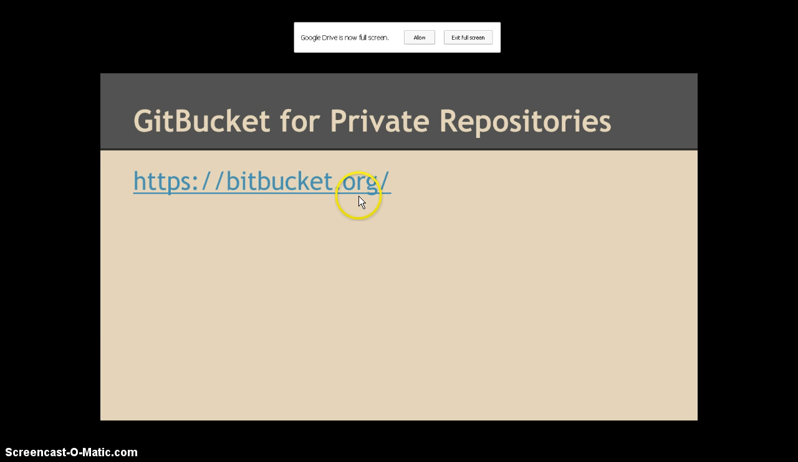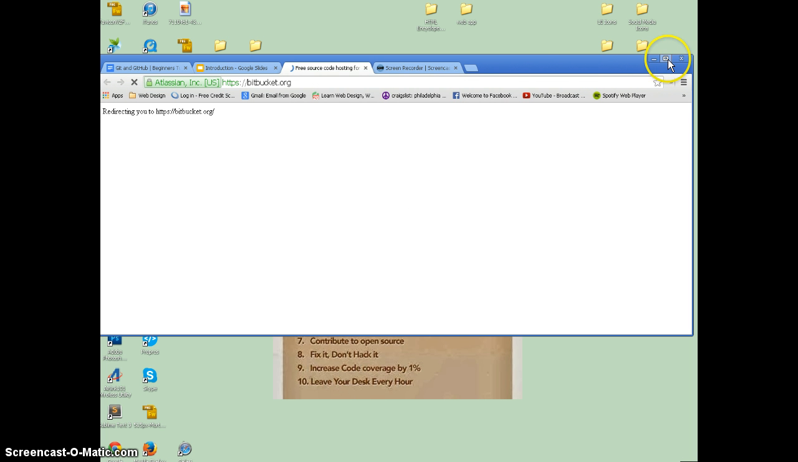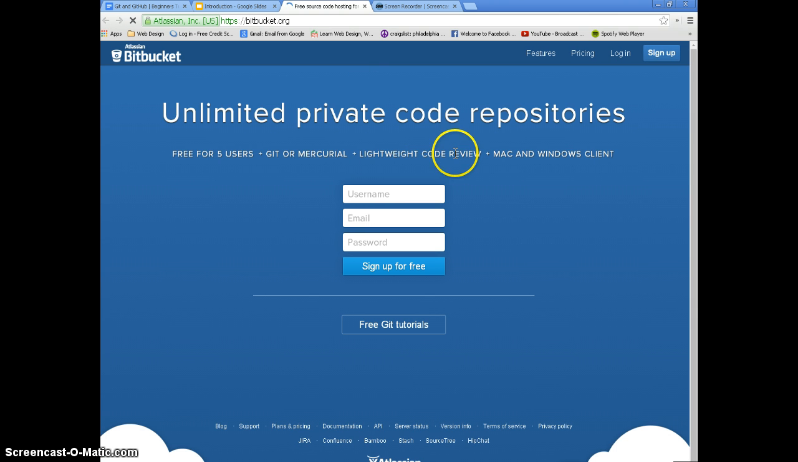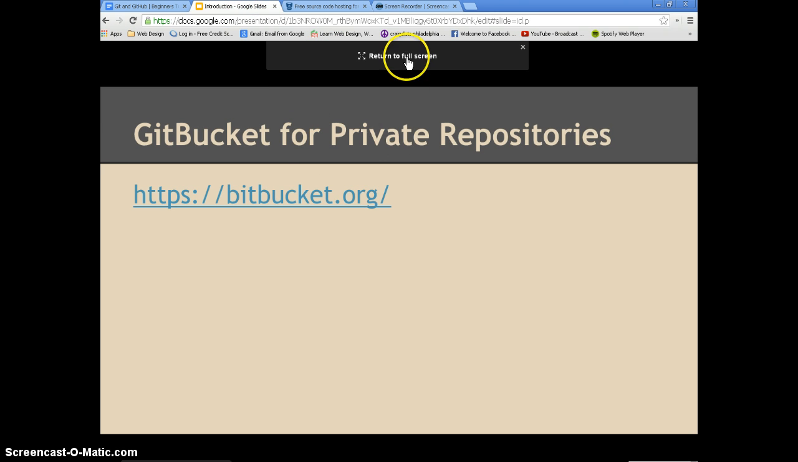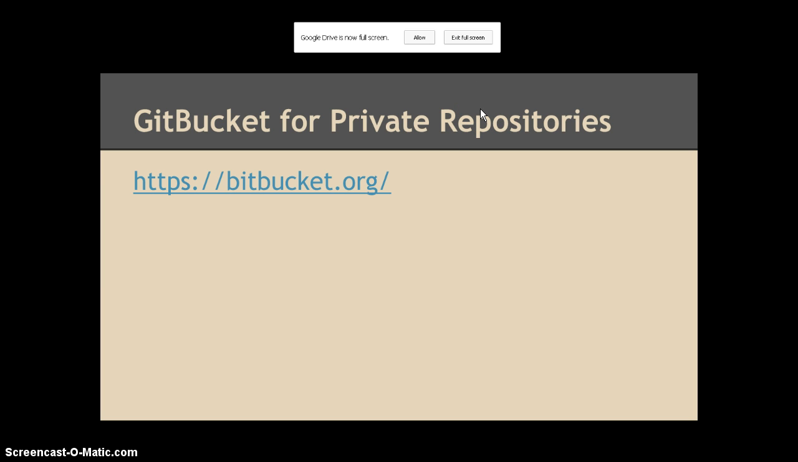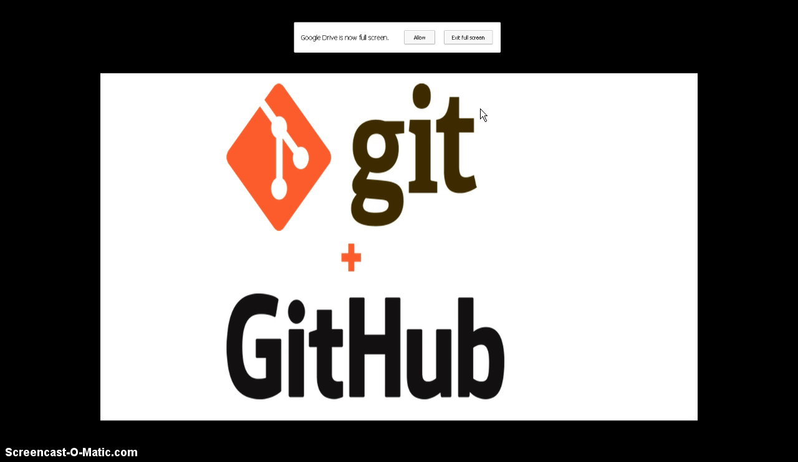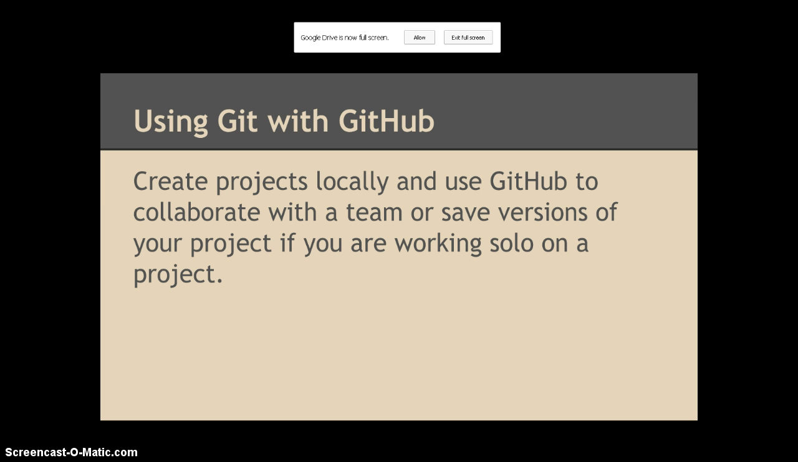On Bitbucket.org you can create a private repo, which is this site right here. I've never used that, but that's where you can create a private repo using Git and GitHub together. All right, you can create a project locally and use GitHub to collaborate with your team or save versions of the project if you're working solo or on a group project.